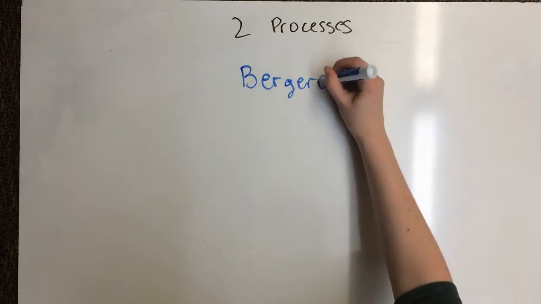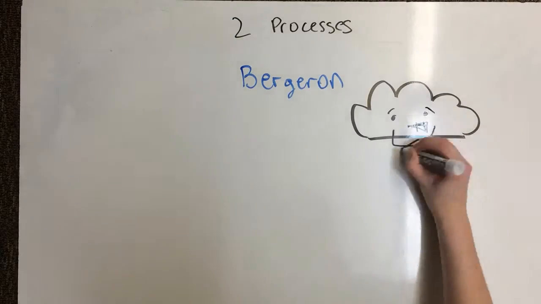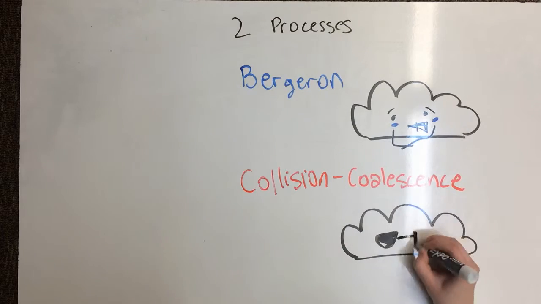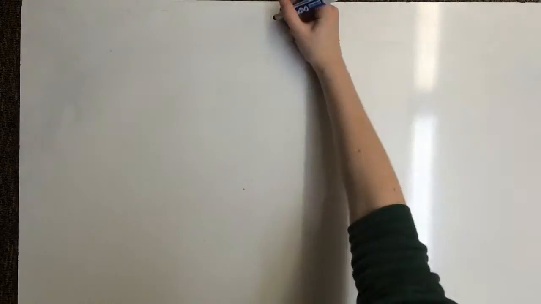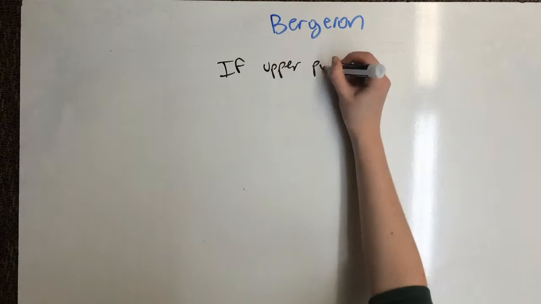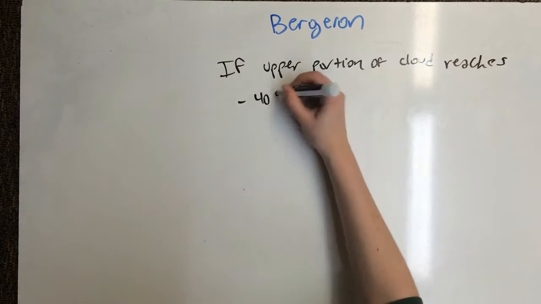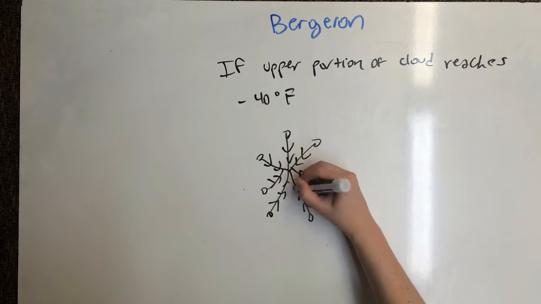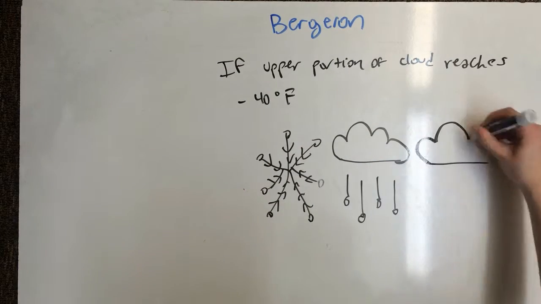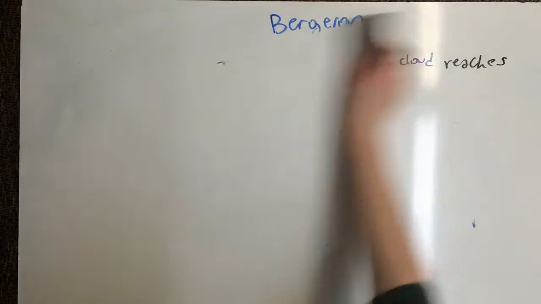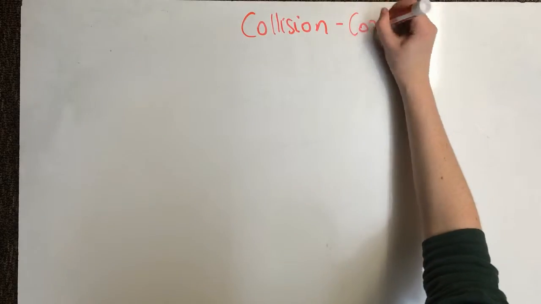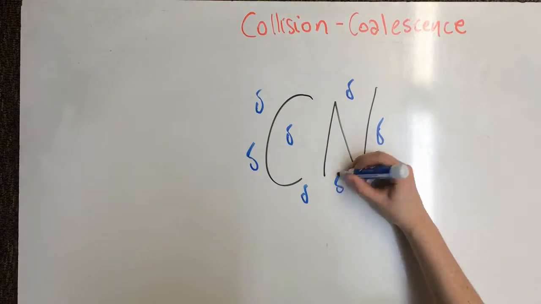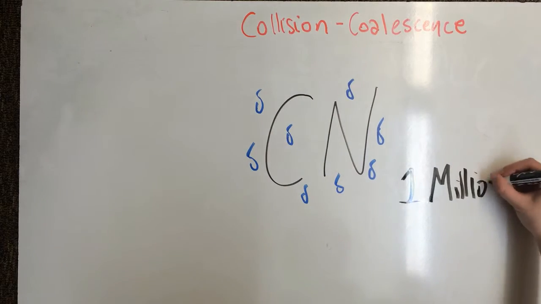Precipitation comes from 2 processes: the Bergeron process for cold clouds and the collision-coalescence process for warm clouds. Ice crystals can form if the upper portion of the cloud is -40 degrees Fahrenheit. It will produce snow, hail, freezing rain, and sleet. When giant condensation nuclei are present, large water droplets can be produced. Large water droplets fall and coalesce until about 1 million times their original size.